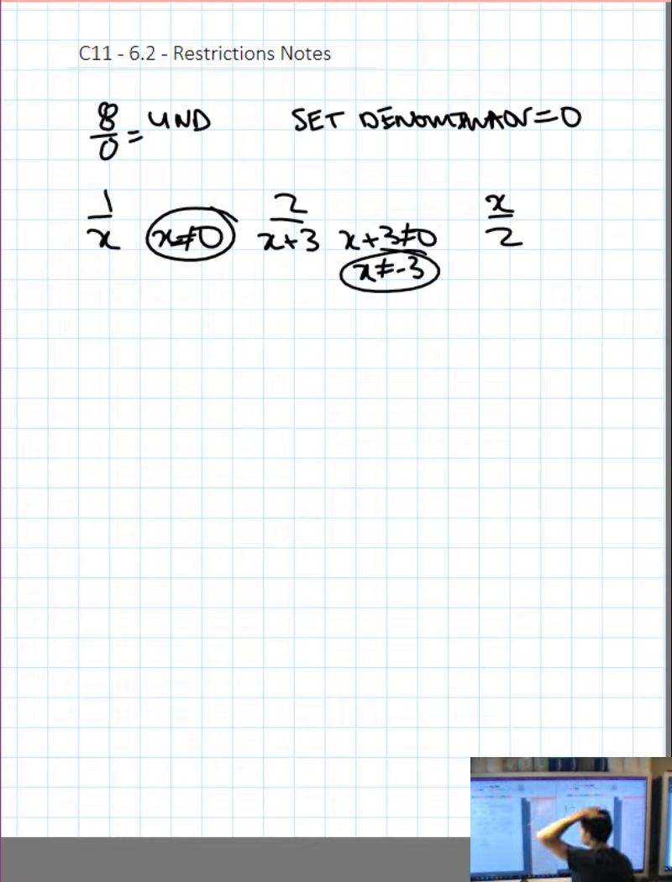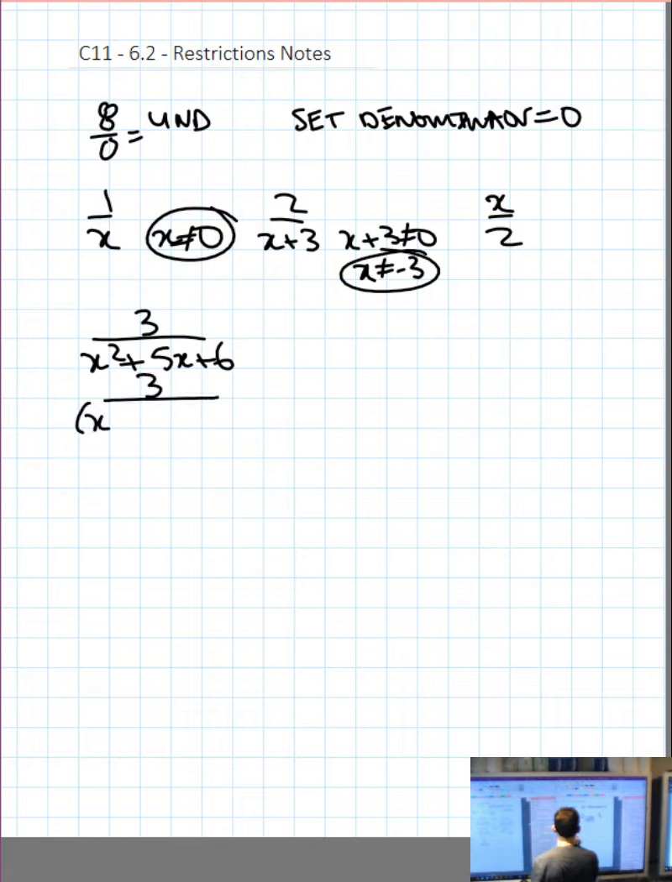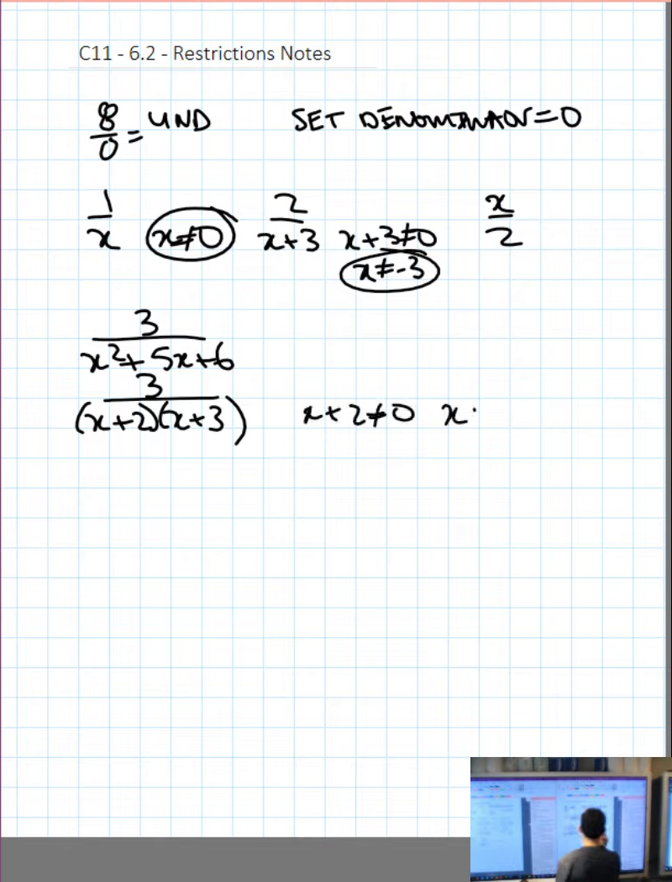So this next one, if I have 3 over x squared plus 5x plus 6, my favorite, I'm going to go down. So that's 3 over, factor it. Two numbers that multiply to get 6 and add to get 5 are 2 and 3, so x plus 2, x plus 3. Now both factors in the denominator can't equal 0. So x plus 2 can't equal 0, and x plus 3 can't equal 0. If I subtract 2 from both sides, x can't equal negative 2. If I subtract 3 from both sides, x can't equal negative 3.